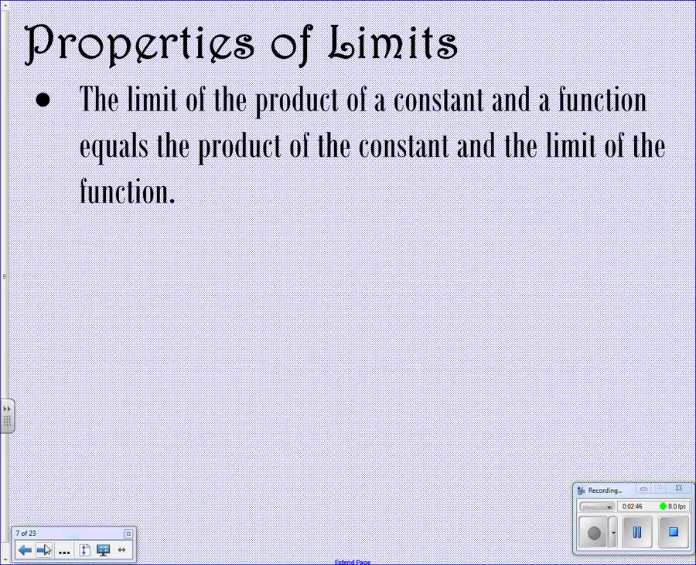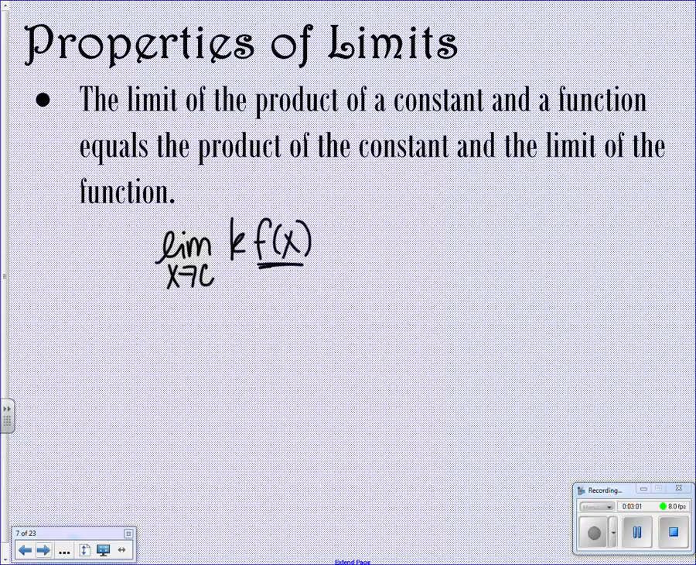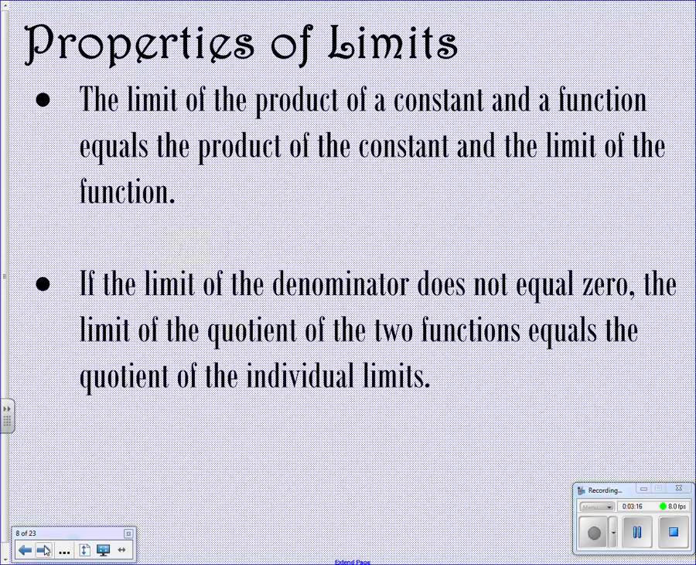The limit of the product of a constant and a function equals the product of the constant and the limit of the function. So if we have the limit of k f of x, you're going to figure out what the limit of f of x is, and whatever that is, let's say it's an L, you would just say k times L to get your limit. You would just take the limit of the function and then multiply the number after you get that value.